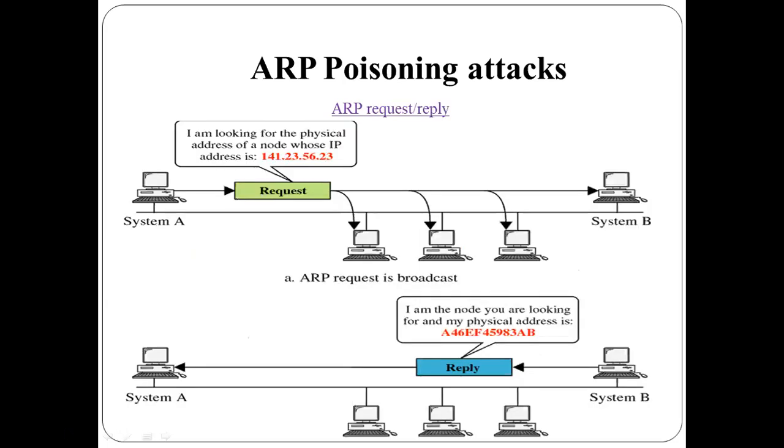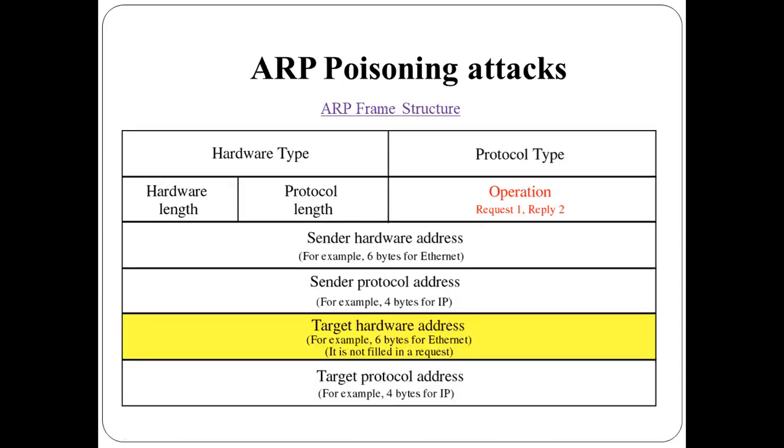Now this is the structure diagram, a simple case of broadcasting. I am looking for the physical address of a node, the IP address is given. In the way we just did, you can see the request is in broadcasting way and the reply is in unicast way. After this we have to discuss the frame, but we have already discussed it here, so there is no meaning in reading all of it. This is written as ARP frame structure.